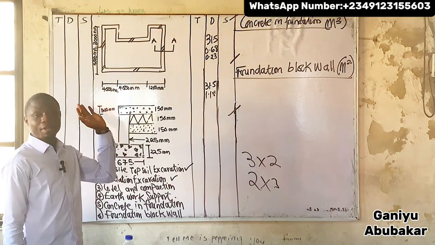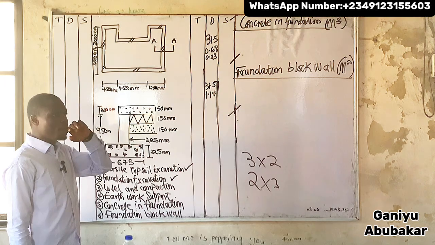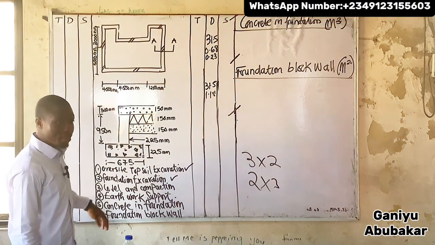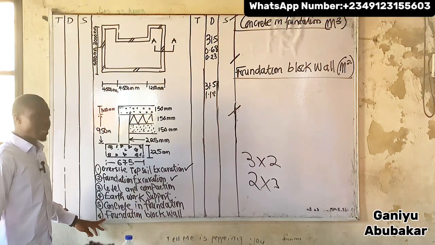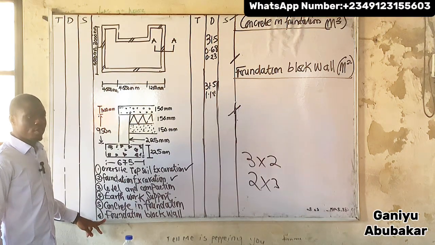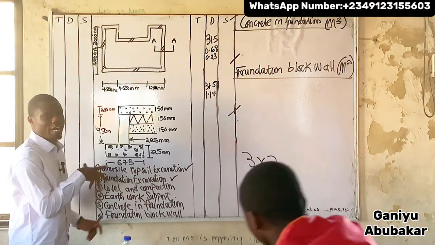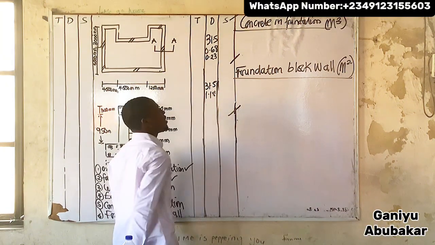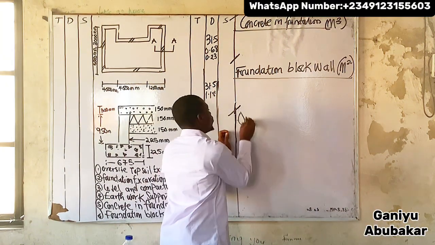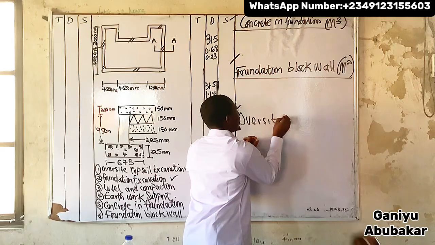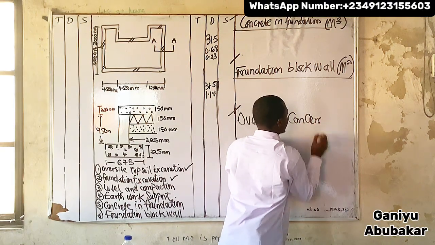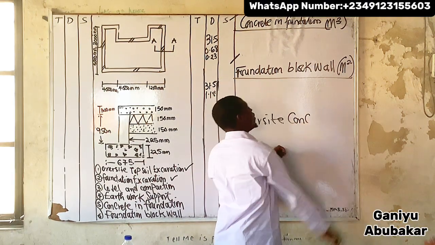I think we're done, right? No, the oversight. Okay, there's one last one there, number 7. We have number 7 left here. So what's number 7, please? Oversight concrete.